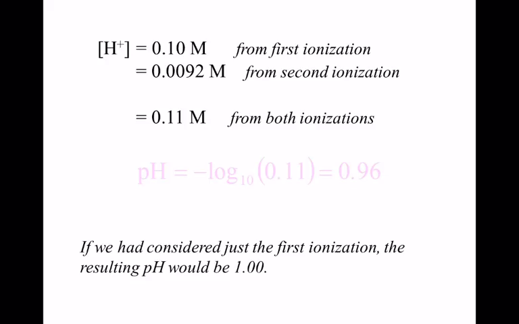So this little thing in italics says, if you were to take the negative log of 0.10, you get 1.00. So in other words, this gives you a pH equals 1.00. This down here gives you a pH equal to 0.96. Okay, so as far as pH values, that's kind of an interesting thought too.